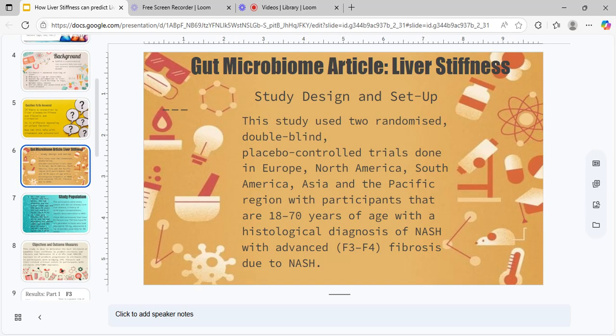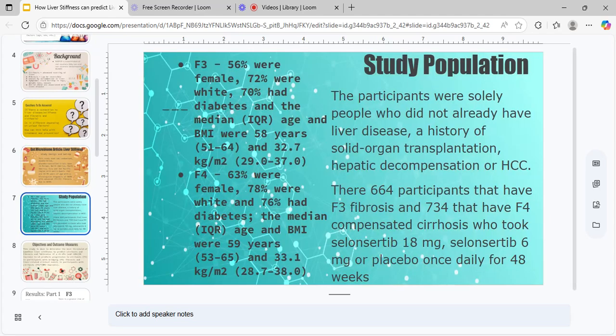So starting with the study design and setup, this study used 2 randomized, double-blind, placebo-controlled trials done in all parts of the world, from Europe to North America, South America, Asia, and the Pacific region. We had participants that were 18 to 70 years old, and they had a histological diagnosis of NASH or of liver disease with advanced F3 and F4, that is advanced fibrosis due to NASH.